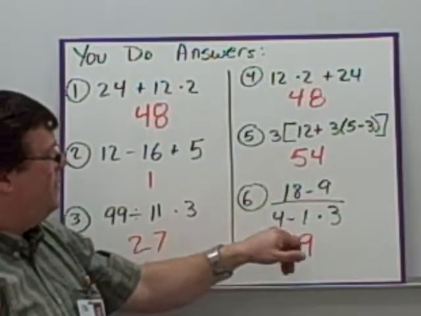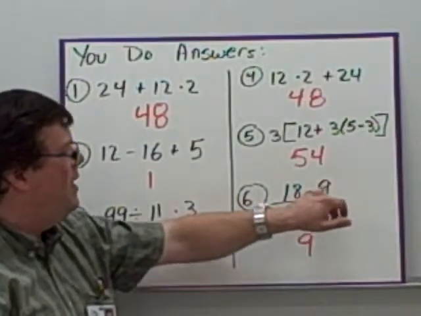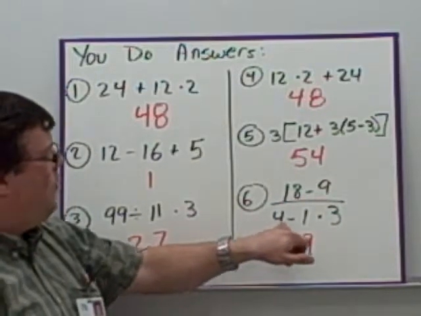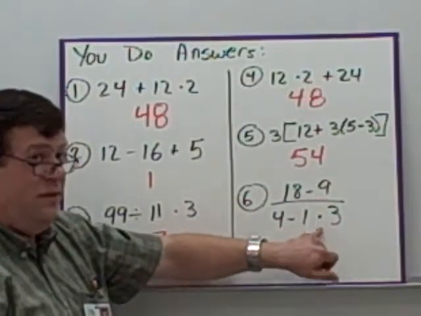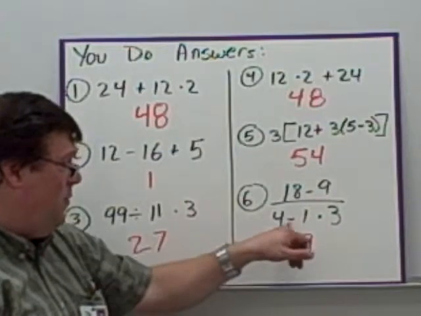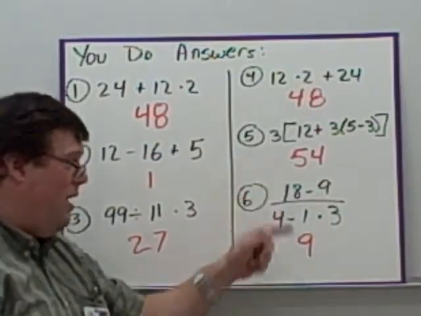Here, you're going to simplify the top and bottom. Simplify the top, you get 18 minus 9 is 9. 4, well, you got to do the 1 times the 3 first here. 1 times 3 is 3. 4 minus 3 is 1. 9 over 1 is 9.